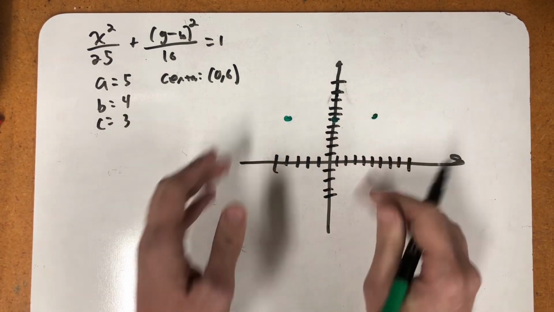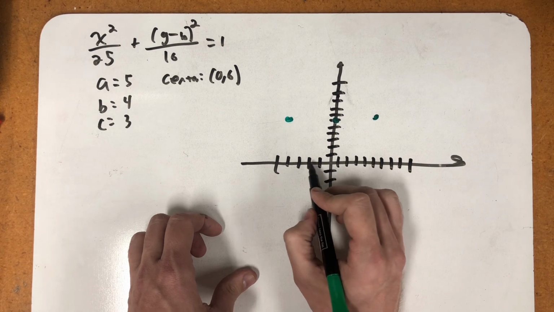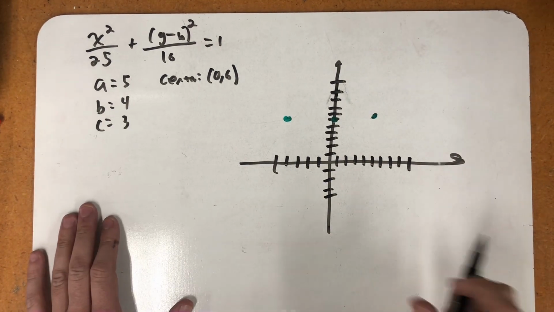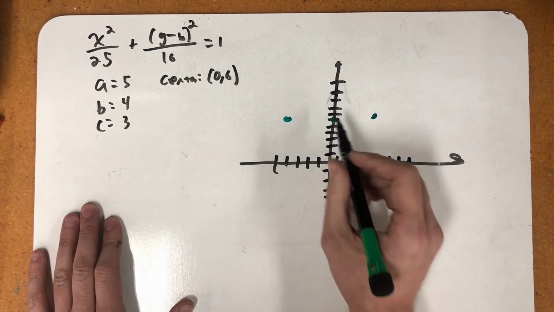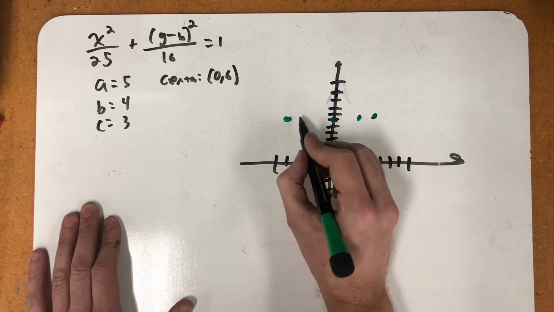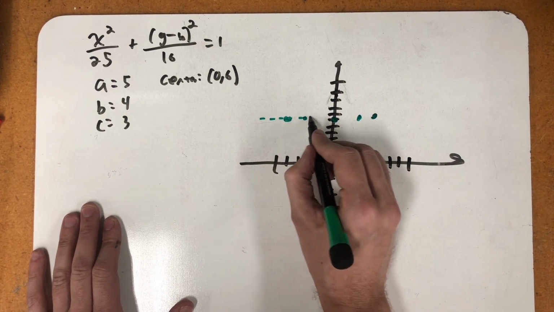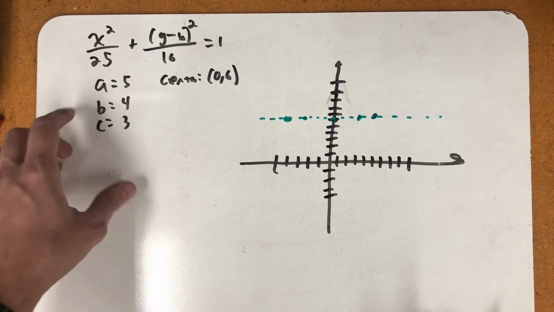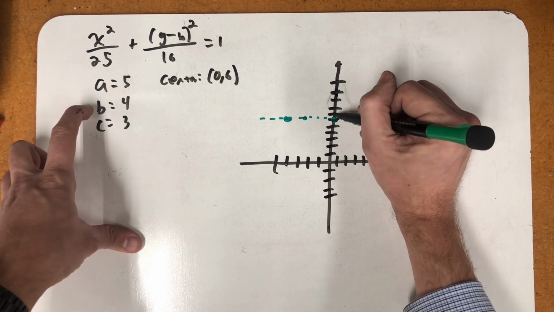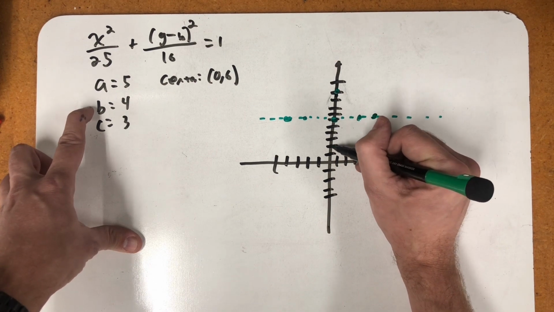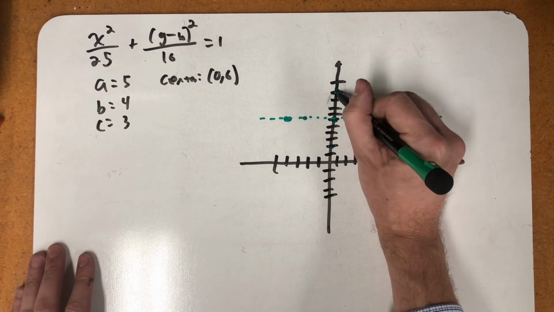All right, it looks like I'm a little off center here, but that's all right. 1, 2, 3, 4, 5. We'll just pretend that this scale is a little better than that. All right, I need to go left and right 3 to find my foci. All right, the vertices and the foci live on the major axis. So I have a horizontal major axis. And now I need to go up and down 4. And those are the endpoints of my minor axis.